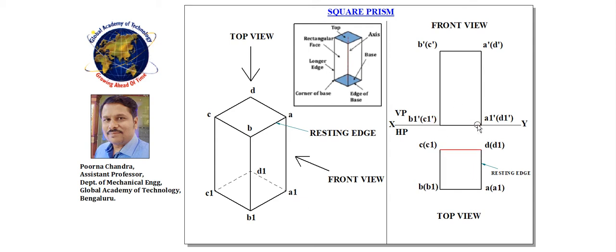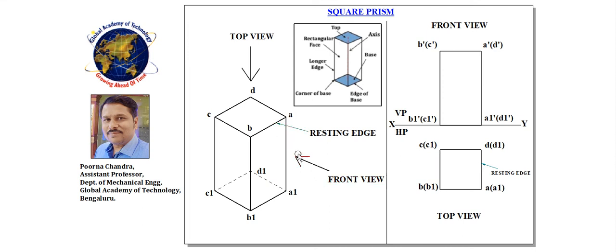Next, how to draw the front view? Project this up. For the front view, watch from this side. We are able to watch this rectangle, which is visible for us, right? The height will be given in the problem. Assume the axis height is 65 mm. So now the length of A1 to A will be 65 mm. That is given in the problem.